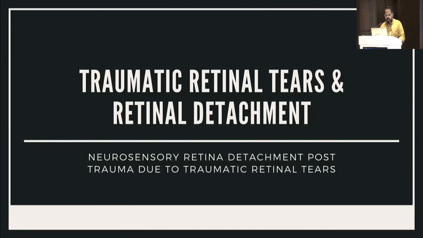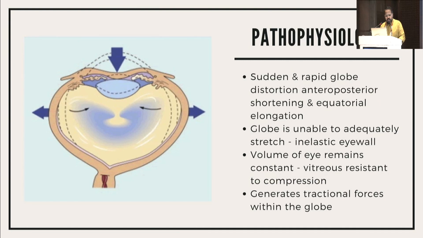Coming to the final topic, traumatic retinal tears and retinal detachment, a neurosensory retinal detachment post-trauma due to traumatic retinal tears. Pathophysiology: sudden and rapid globe distortion, anteroposterior shortening and equatorial elongation. The globe is unable to adequately stretch the inelastic eye walls. The volume of the eye remains constant, and the vitreous, resistant to compression, generates tractional forces within the globe.